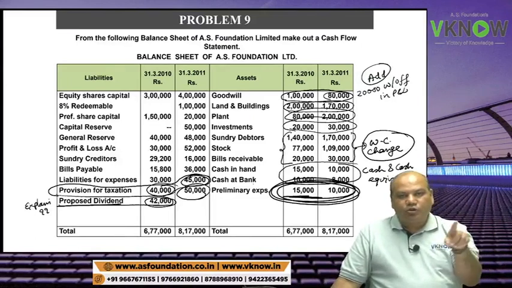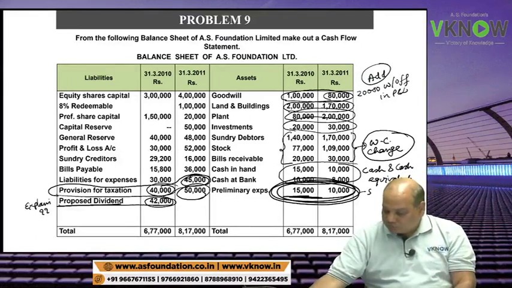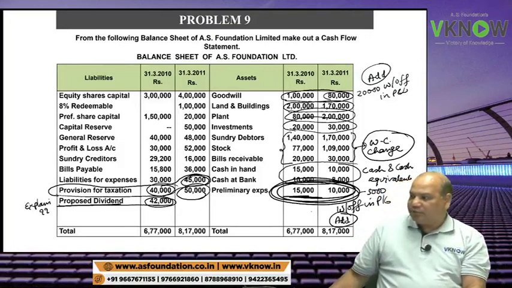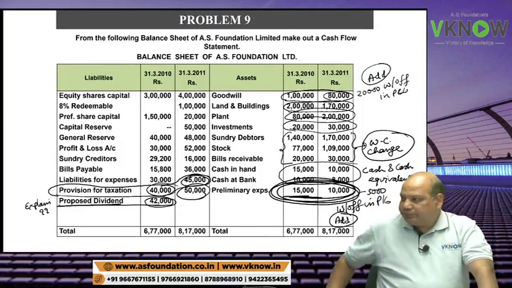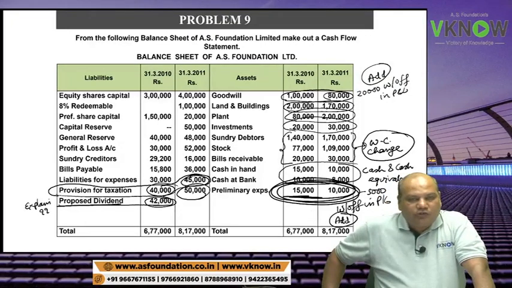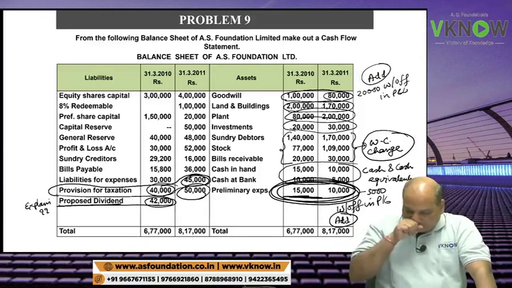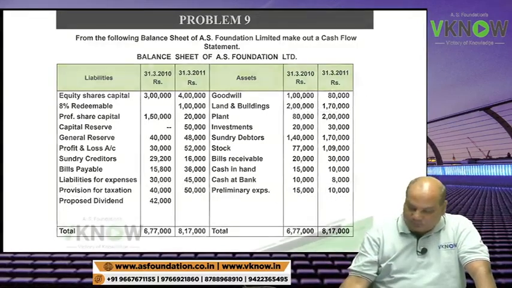And preliminary expense, opening is 15, closing is 10. So 5,000 rupees is written off in P&L account. So in adjustment you have to add it. In adjustment we'll add back preliminary expenses written off 5,000 rupees. Okay. So this is the balance sheet.